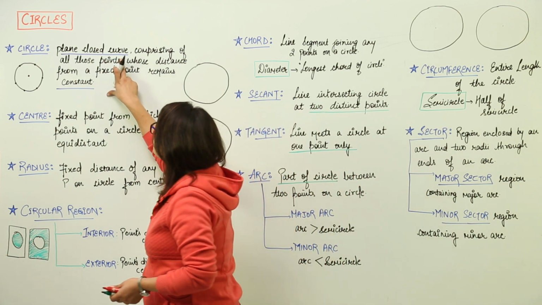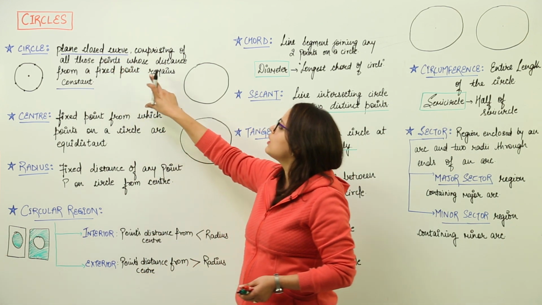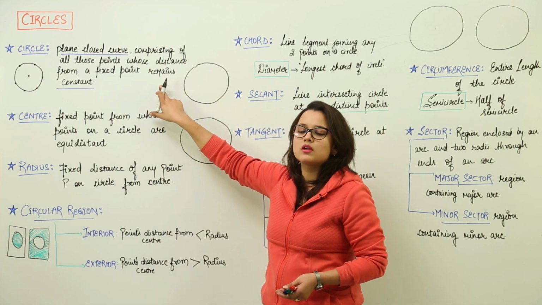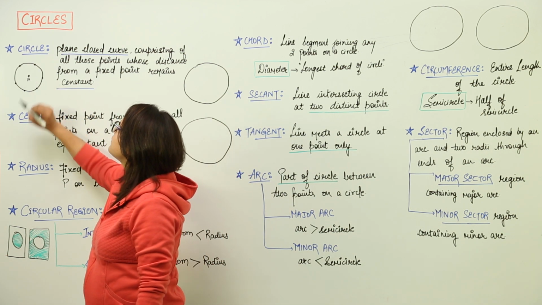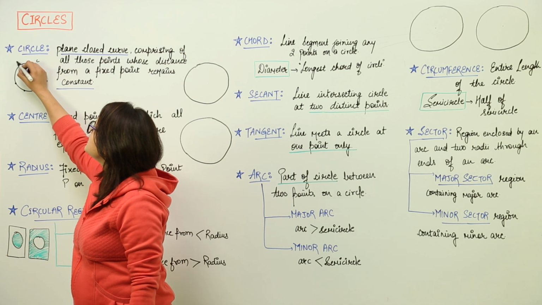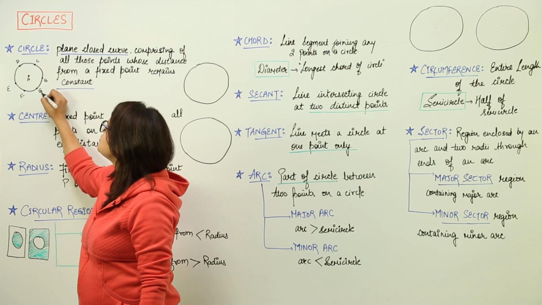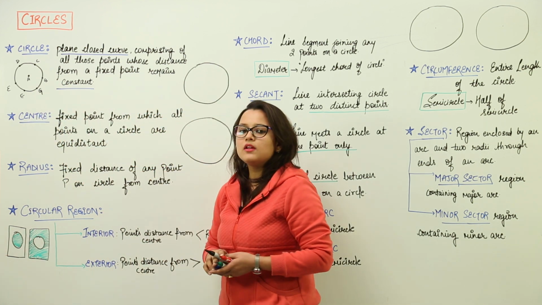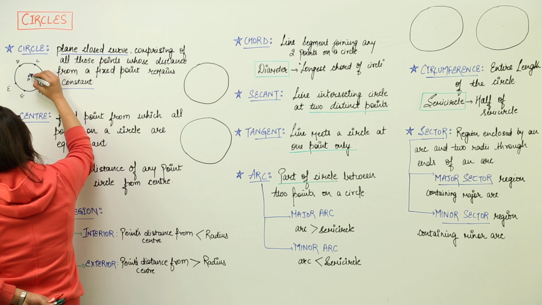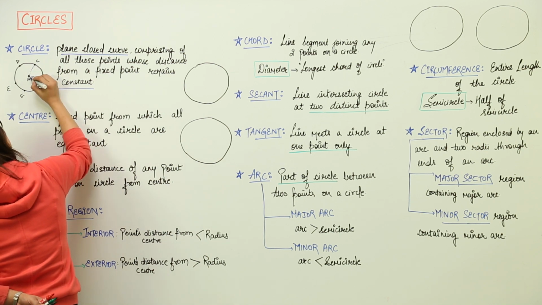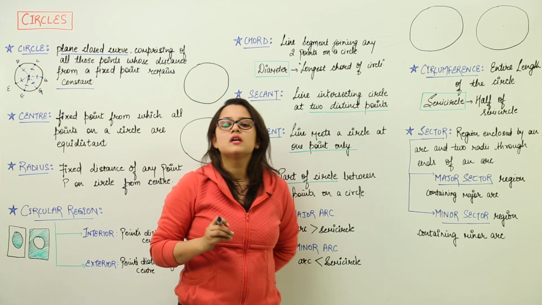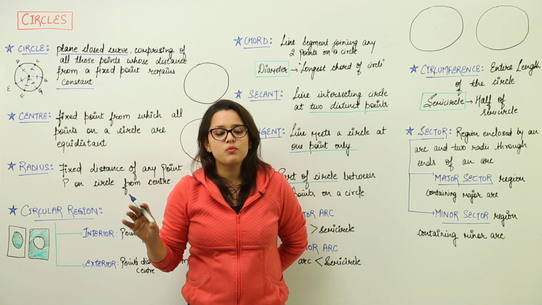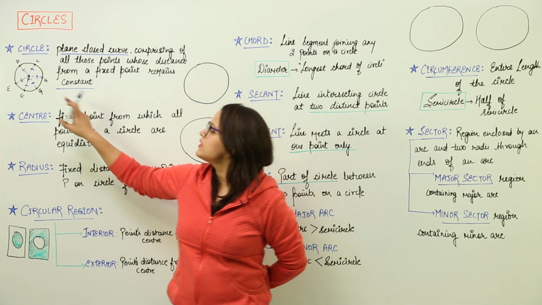So it is a plane closed curve comprising all those points whose distance from a fixed point remains constant. Now what do I mean by this? Say for example, this is a fixed point, A, and we have so many other points B, C, D, E, F and G. Now we have all these points. Can we find out the distance of all these points from the center? This is the distance of each point from the center, and we say this distance is equal. That means the distances of the respective points are the same from this fixed point A.